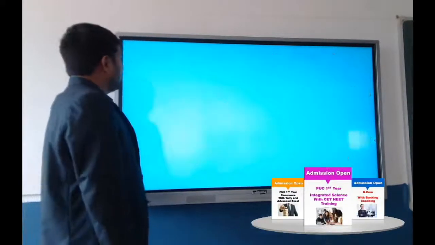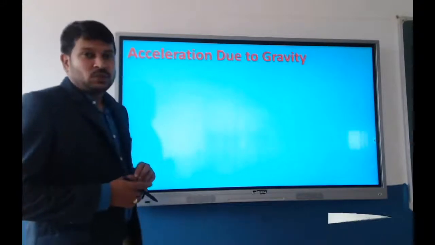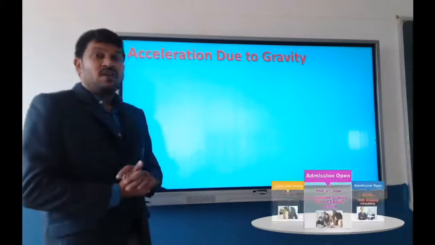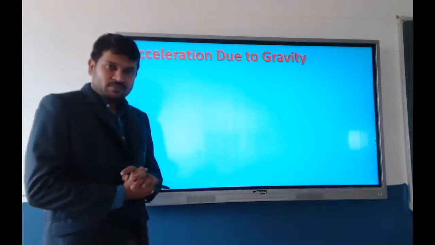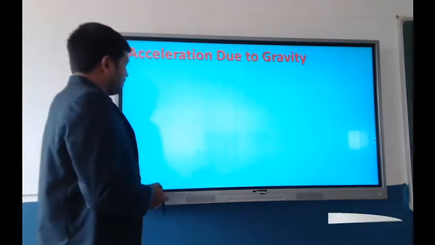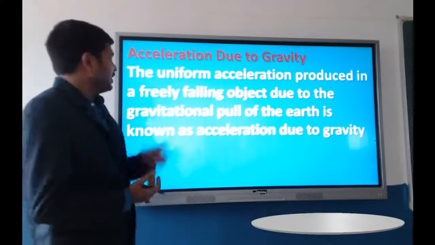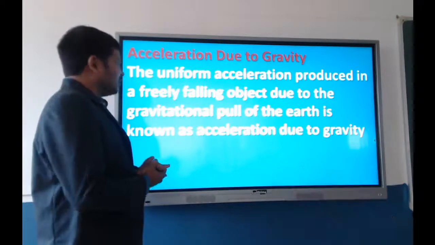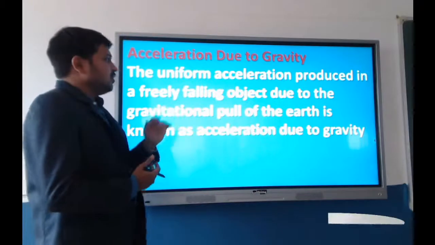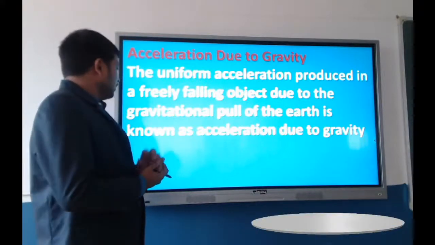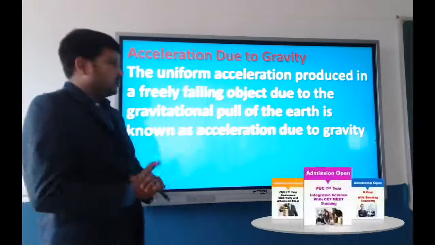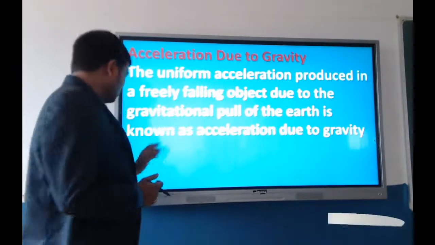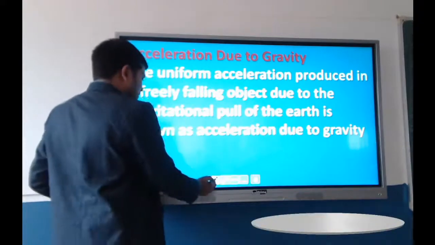Now I'll move to a very important point: acceleration due to gravity. What is meant by acceleration due to gravity? What do you call the value of g? Can anyone remember this value? First we'll define it. The uniform acceleration produced in a freely falling body due to the gravitational pull of the earth is known as acceleration due to gravity. I will take one simple example, students.